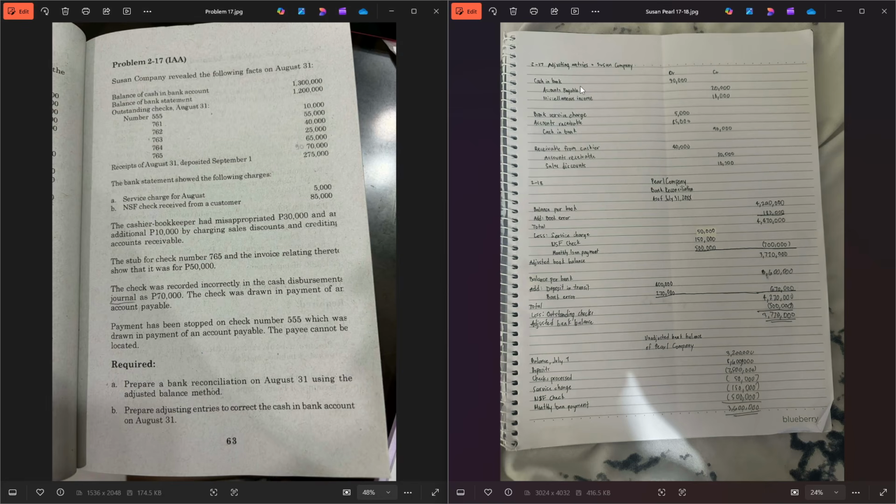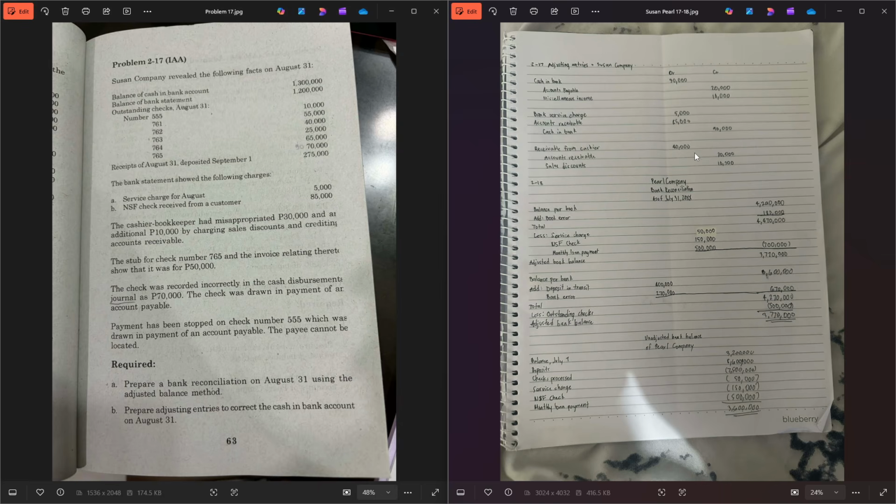Then bank service charge 5,000, accounts receivable 85,000, cash in bank 90,000. So bank service charge, this one. The NSF check became accounts receivable kasi the check bounced. Then cash in bank 90,000 was credited because the 85,000 was removed from your account, then naging accounts receivable siya dun sa payee mo, and then the 5,000 was charged to your account, therefore subtracting 5,000 to your balance.